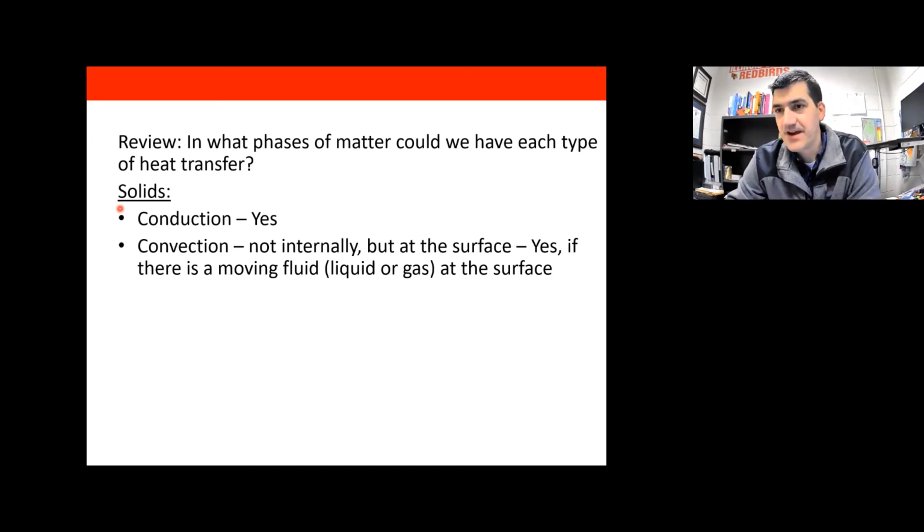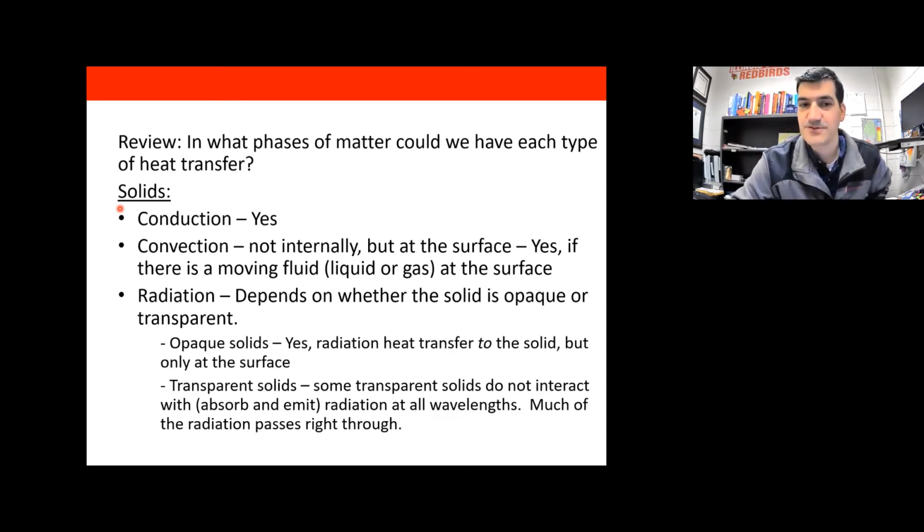How about radiation? All right, so radiation is, as usual, a little bit more complicated. It kind of depends on the solid. Specifically, it depends on whether it's an opaque solid or a clear or translucent solid. If you've got an opaque solid, then I can have radiation heat transfer to the surface of the solid, but I'm not going to get radiation heat transfer through the solid because it's opaque. It doesn't allow radiation heat transfer to pass through it.